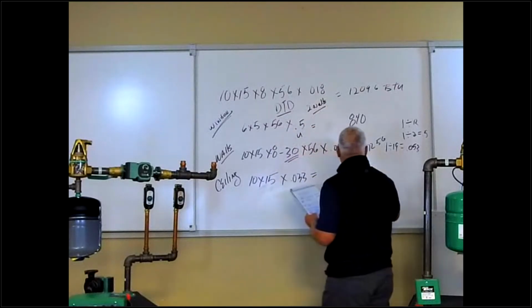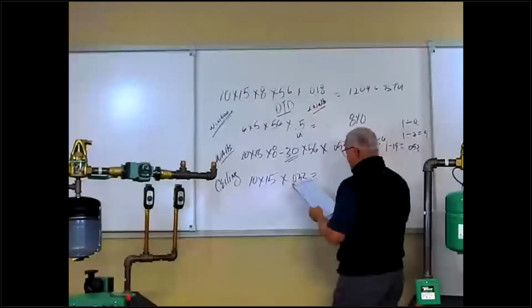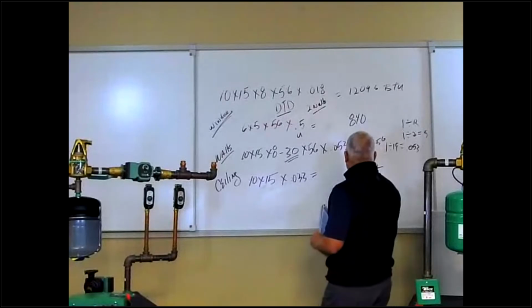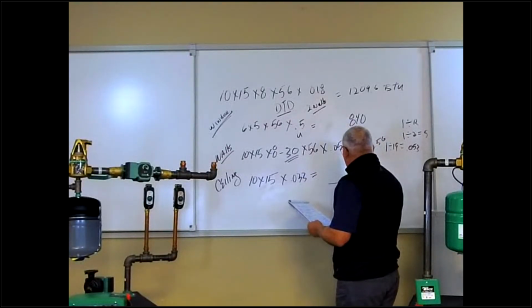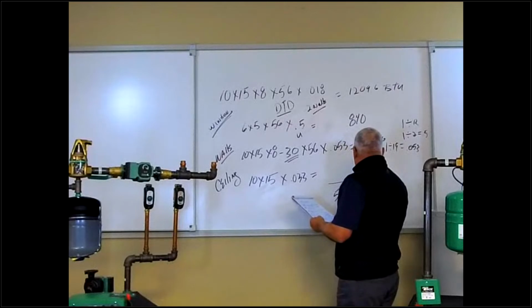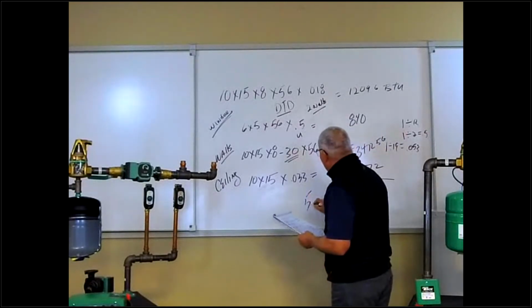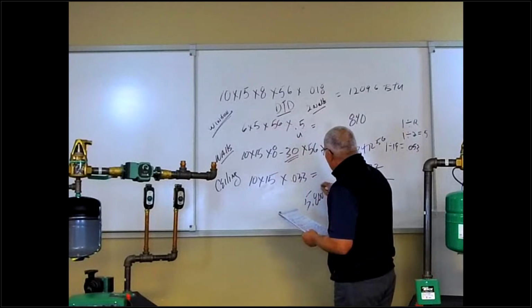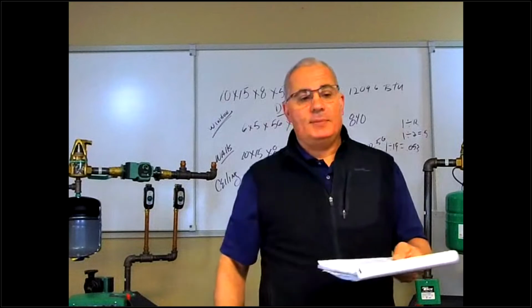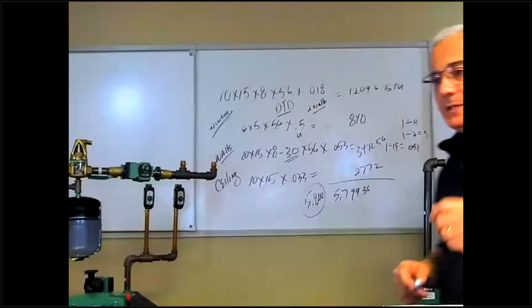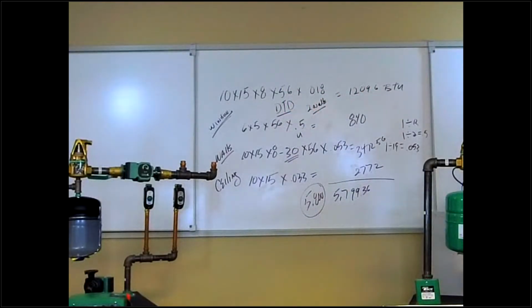And we do that math, and we get 277.2. Add all that up, I should get 5,799.36 BTU. We could call that 5,800. That would be my heat loss for that particular room. So let me stand up off to the side so you can see the board. That would be my heat loss for that particular room.